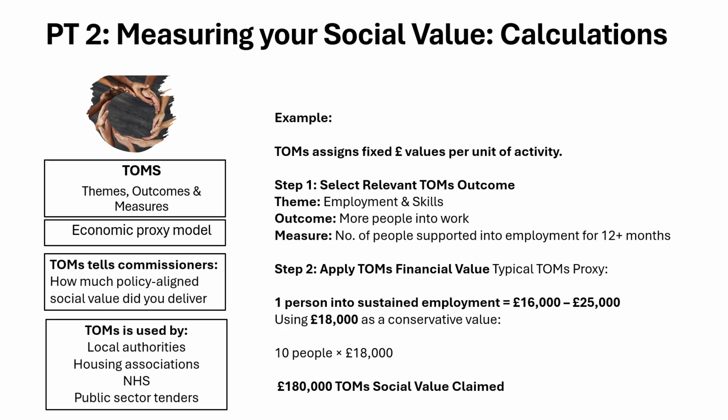And so for instance, the commissioner says they want 10 people into employment, but you may be able to deliver more, but 10 is the benchmark that they've requested. You will typically multiply that number by the economic value that you've attributed to that. So in this case, we would look at 10 people into employment at a salary or economic value, shall I say, at £18,000. And so when you times that, that's £180,000 worth of social value that you can claim against using the TOMS model.